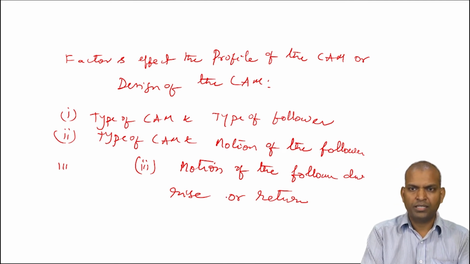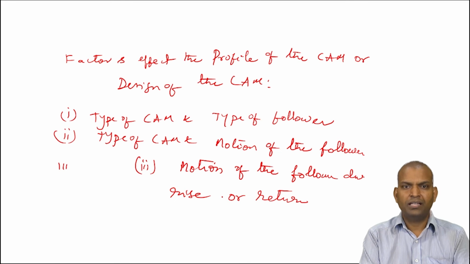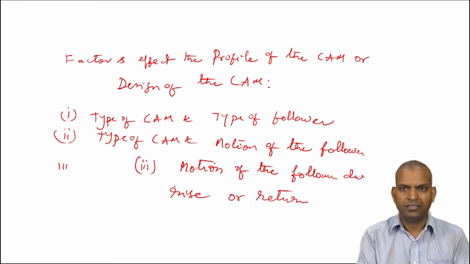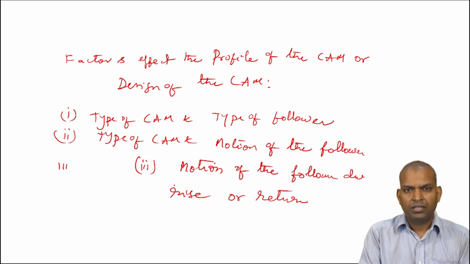Dwell means, as I mentioned in the previous lecture, zero displacement of the follower. The absence of motion of the follower during the angle of rotation of the cam is known as dwell. The dwell period of time is converted into an angle. Now these are the factors that affect the design or profile of the cam.